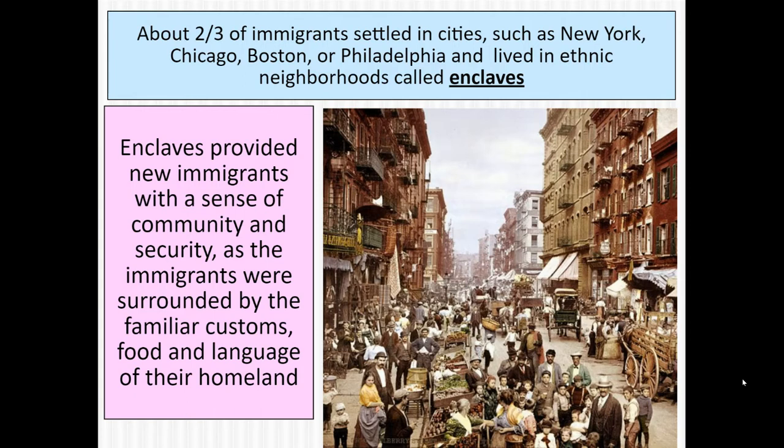And so we still, to this day, see enclaves as immigrants that come to this country wish to settle with other immigrants from their similar backgrounds. And we can see examples of this all over the United States with places like Little Saigon that we have here in Orange County in California. We have Chinatowns in many different places. We have Little Tokyo and Little Italy and places like that.